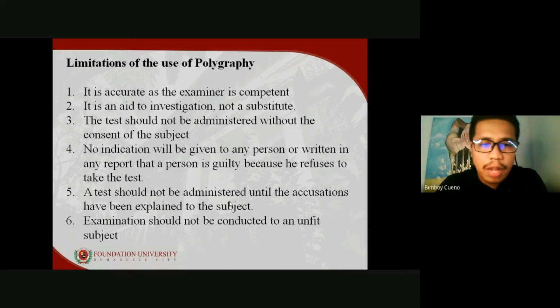A test should not be administered until the accusations have been explained to the subject. Examination should not be conducted to an unfit subject. Okay? So if a person is physically unfit, okay, to undergo for the polygraph examination, do not subject him for the test. Okay? There will be no taking of the lie detector test unless the person is physically fit.